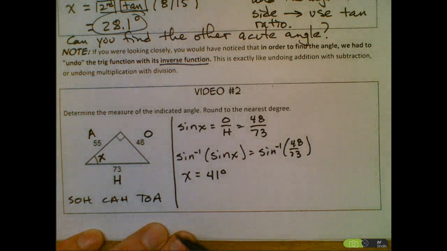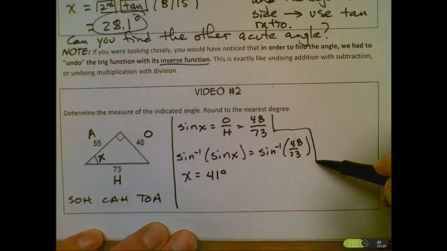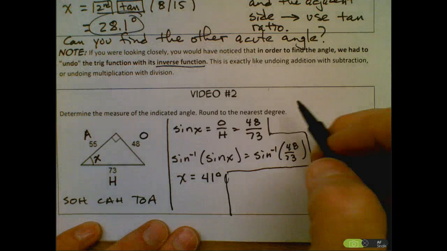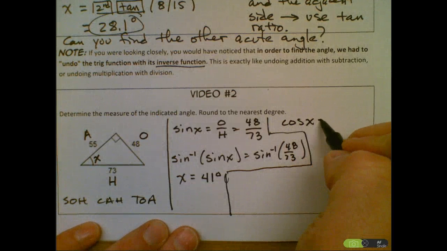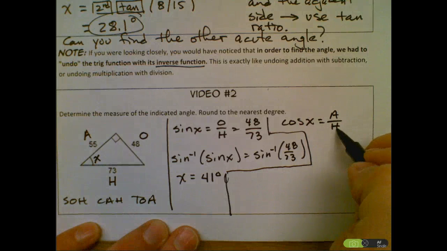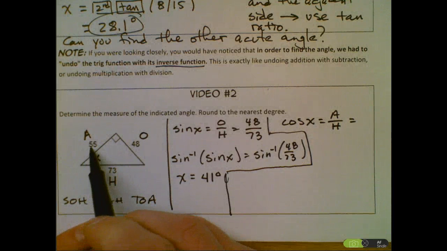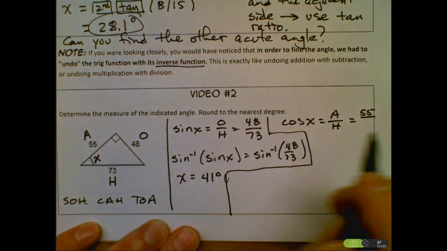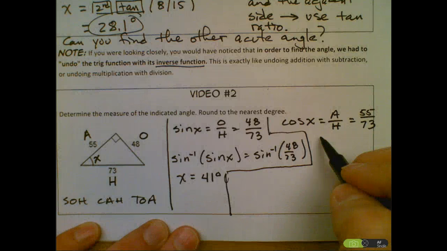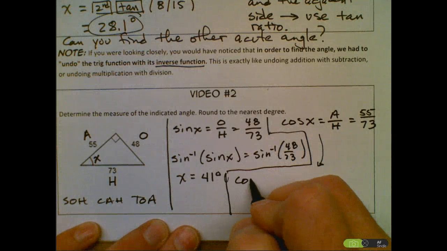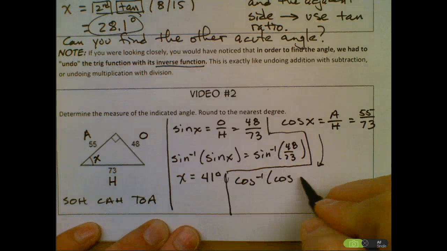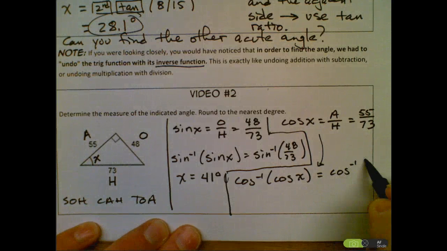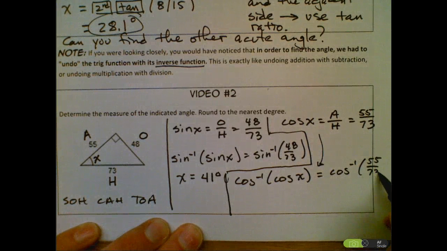Okay, so technically, since I'm given all 3 sides, I can use any one of my 3 trig functions. It should work if I use one of my other trig functions. So let's try this again, and let's try it with the cosine. So I know that the cosine of x, that would be my adjacent over the hypotenuse. So my adjacent side over here is 55. So that's 55. My hypotenuse is 73. So jumping down over to here, I'm going to take the cosine inverse of both sides, cosine inverse of the cosine of x, and the cosine inverse of 55 over 73.